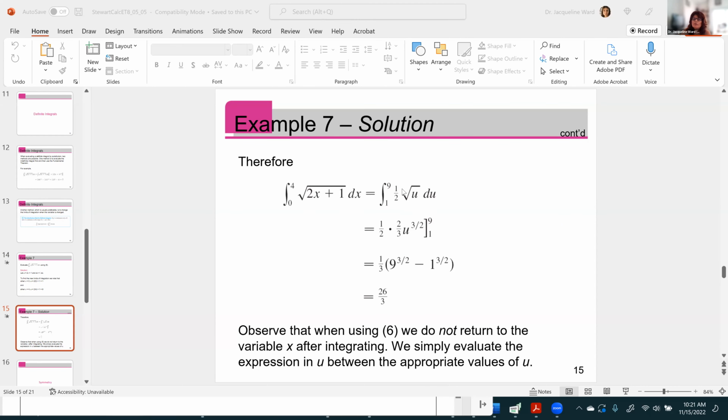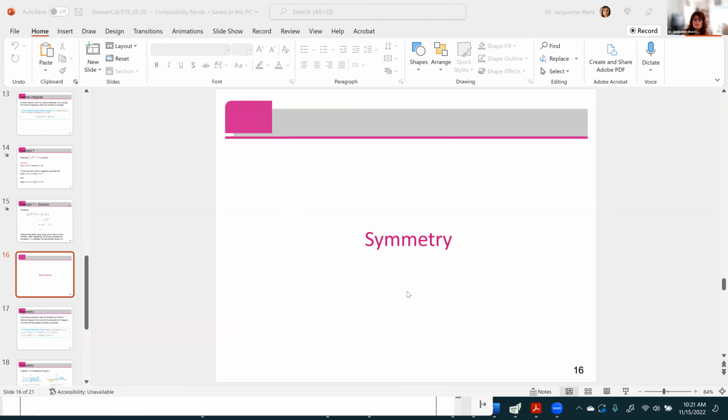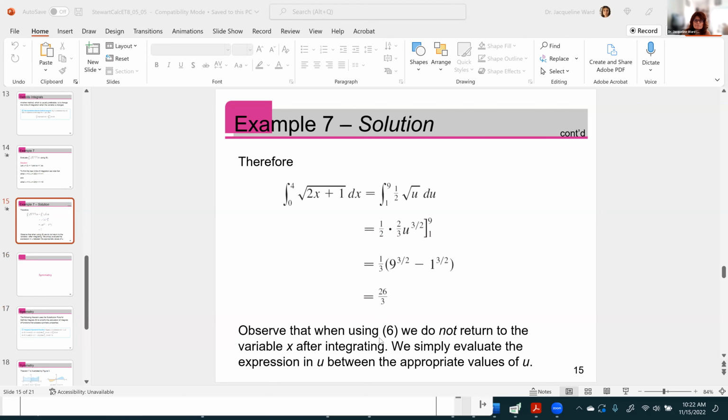Right. So remember, you can take a constant out from the integral, and then the twos cancel here, and you have 1/3. What they did was keep the 1/3 out in the front. And then they did 9 to the 3/2 minus 1 to the 3/2. And we get 26/3, which is what we got before as well. Okay. And we're going to do several more examples.